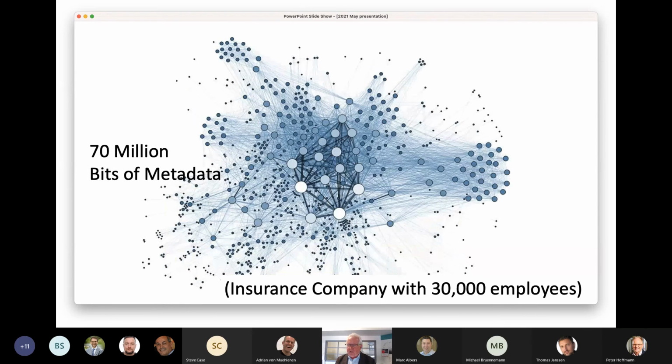We were at a client recently, did a project for them, and in parallel with our project, they did a data profiling exercise. And the data profiling exercise found that they had 70 million bits of metadata, 70 million columns, if you will, under management. So if they had about 3,000 applications and all kinds of data sets and things all over the place. And this is a company not as big as BASF. I'm going to guess that if you did a similar study, you'd find something similar.